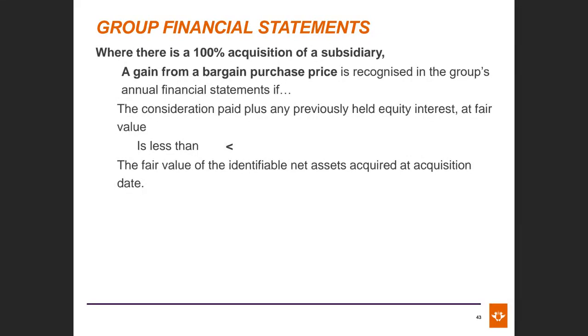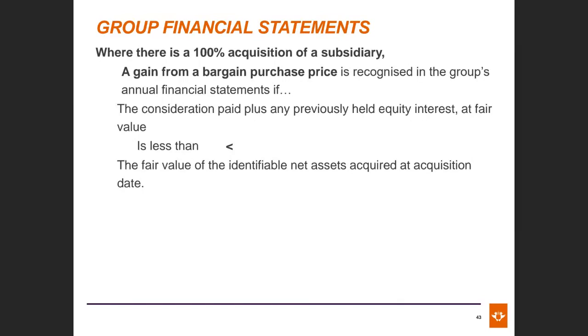So the gain from bargain purchase, where is it recognized in the group's annual financial statements? The consideration paid plus any previously held equity interest at fair value is less than the fair value of the identifiable net assets acquired. These slides are a bit repetitive. We are basically just saying where does a gain from bargain purchase arise? It is going to arise and be recorded in the financial statements if the consideration paid plus any previously held equity is less than the fair value of the identifiable net assets acquired at acquisition date.